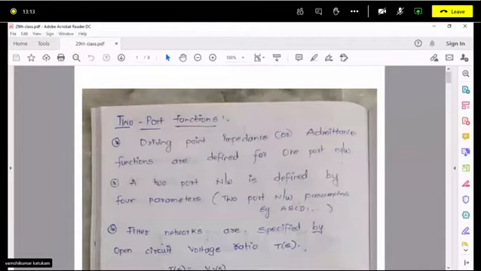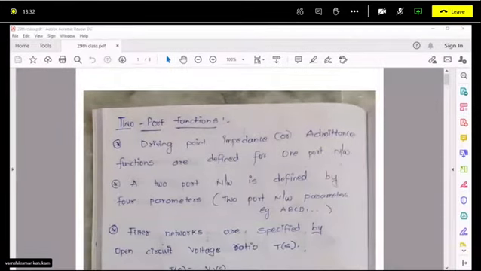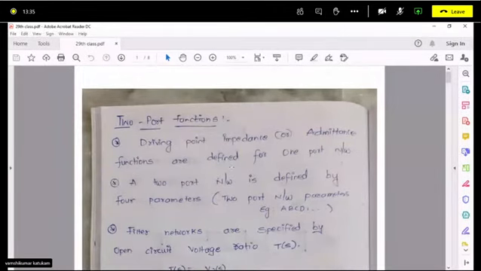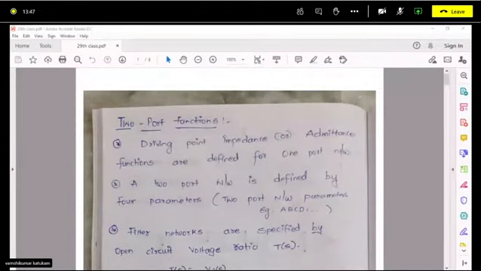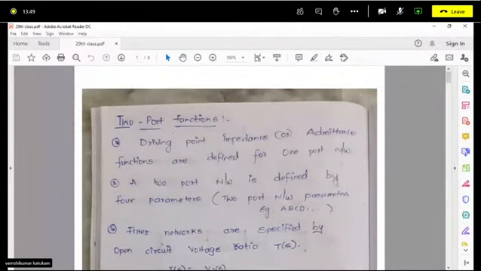Driving point impedance or admittance functions are defined for a one-port network. That means you are defining it at one port, a pair of terminals. You are defining either the driving point impedance function or the driving point admittance function at one port.